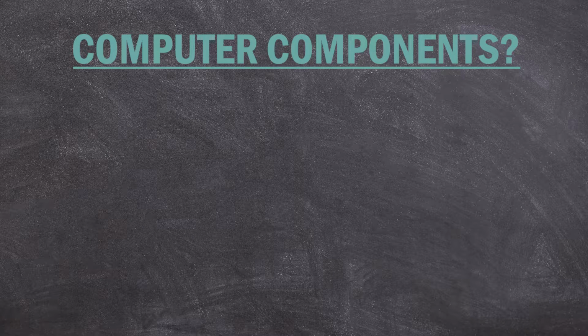Now, the way I learned to understand the parts of a computer and how it works is to think of it like a human being or a human body. You may wonder, okay, how is that possible? A computer is something mechanical, a person is someone real. Well, let me explain.